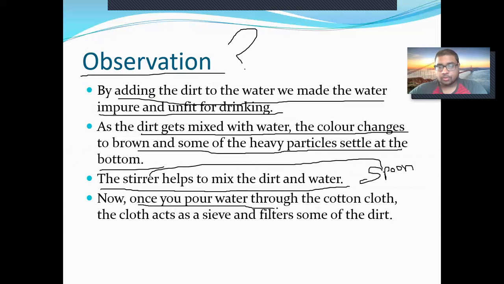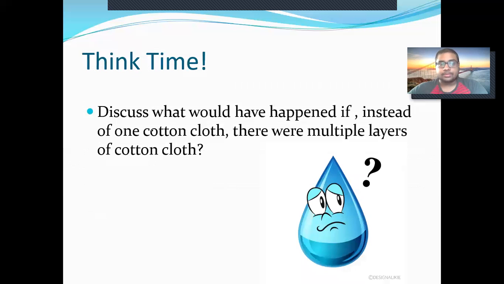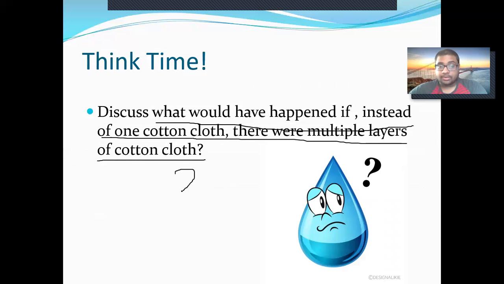Now, once you pour the water through the cotton cloth, the cloth acts as a sieve and filters some of the dirt. Okay, this is what happens. So now, think time for all of us. Discuss what would have happened if instead of one cotton cloth, there were multiple layers of cotton cloth. What would have happened?